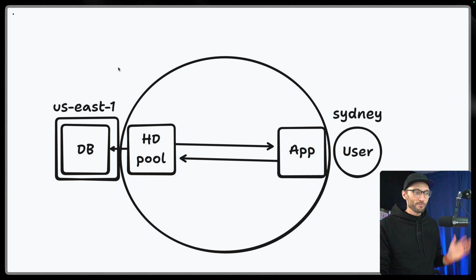Can we get that arrow? There we go, pointing into there. So this is transport happening within Cloudflare's own network, which is incredibly fast.